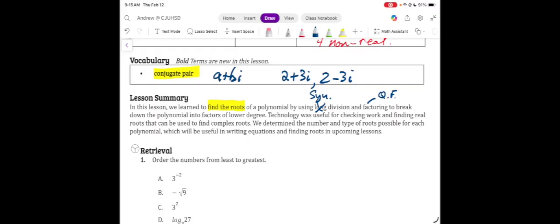Technology is useful, we didn't really use it, but is useful for checking work and finding real roots that can be used to find complex roots. We determine the number and type of roots possible for each polynomial, which will be useful in writing equations and finding roots in upcoming lessons.